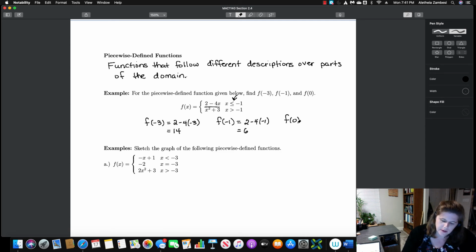And f of 0, 0 is greater than -1, so now I'm using the bottom function. So I have 0 squared plus 3 equals 3.